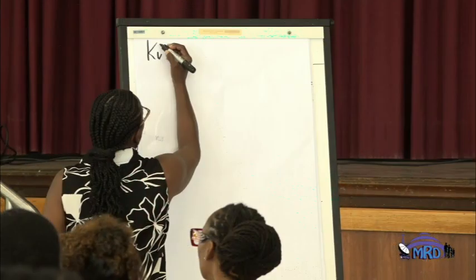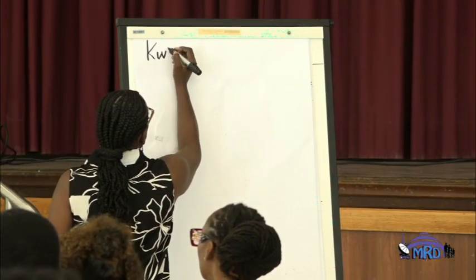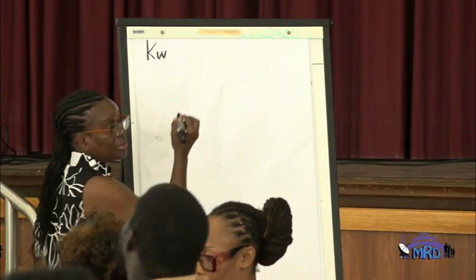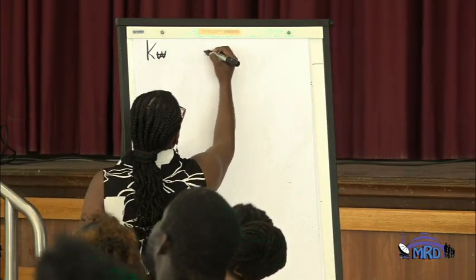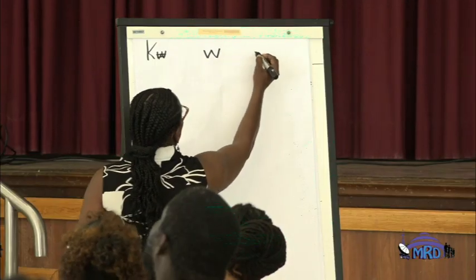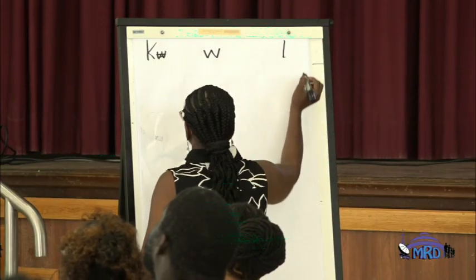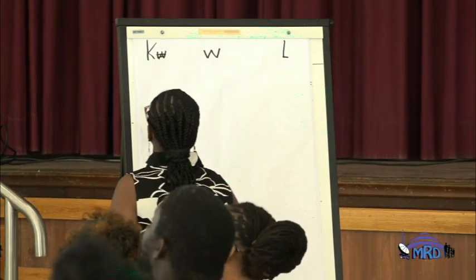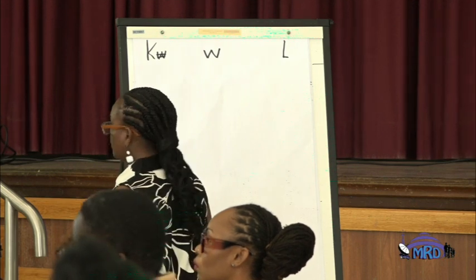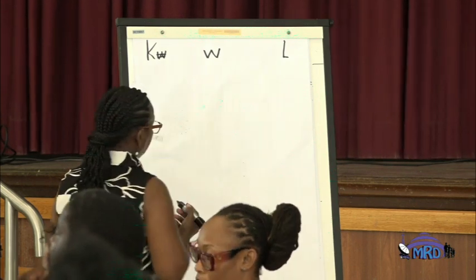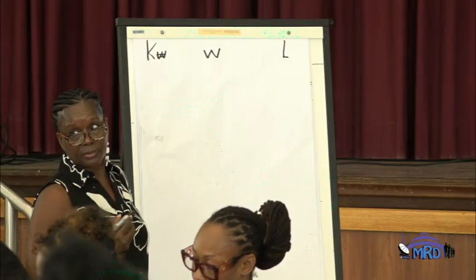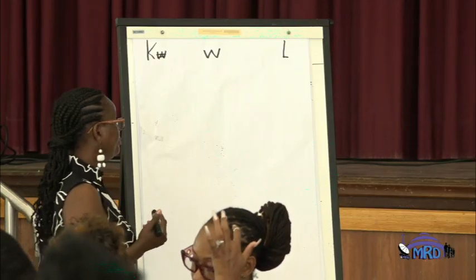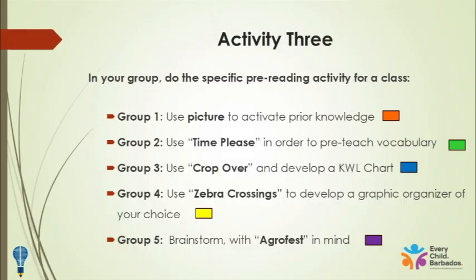Just K, then the space, W, and then the L. But in class, you put what you know and what you want to know. So that's just to see what you're doing. So your passage was again Crop Over. Let's hear what you asked your children, what they knew.